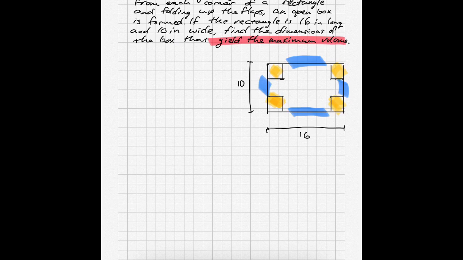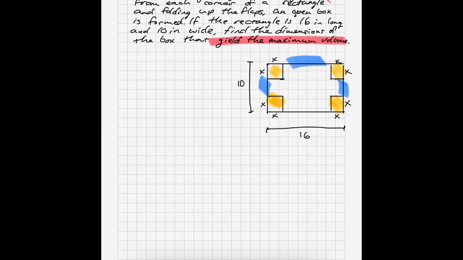Okay, so then I have to think about, well, what is this box going to look like? Or at least how can I label the sides of this box as far as once the sides are actually folded up? So maybe I call this guy here X and this guy X. Because look, it says identical squares. See? Identical squares. So that means that these guys all have to be the same length. So X for each of those.